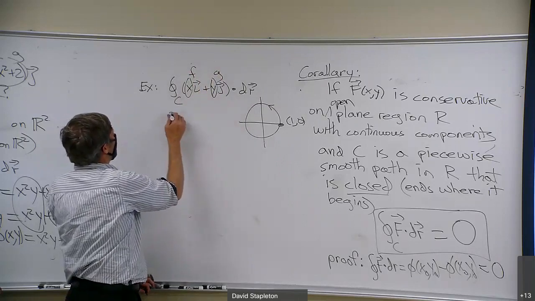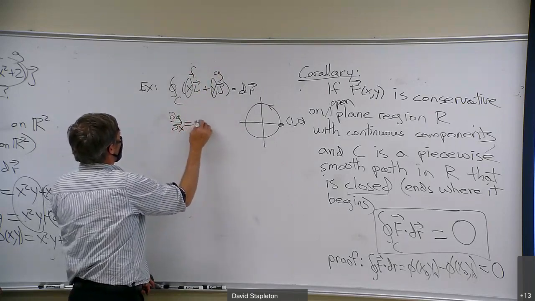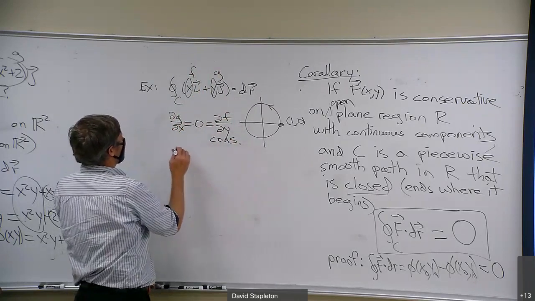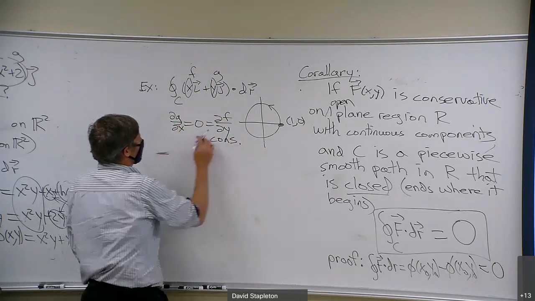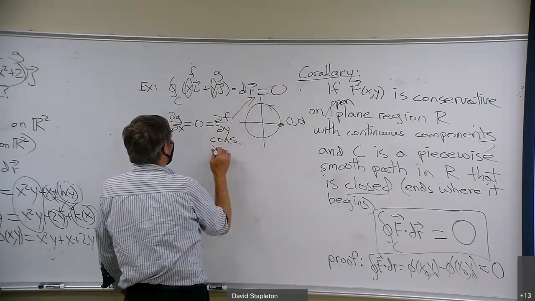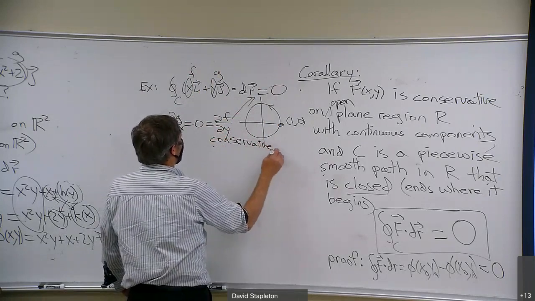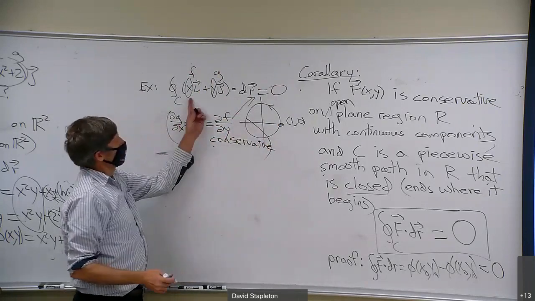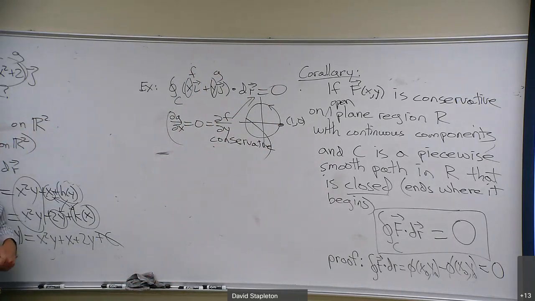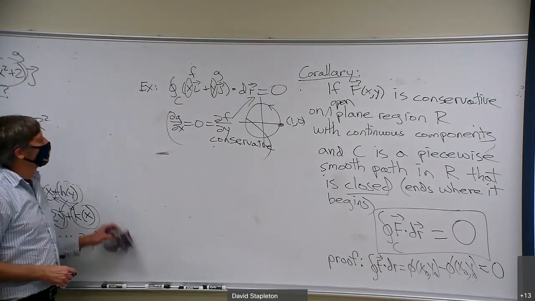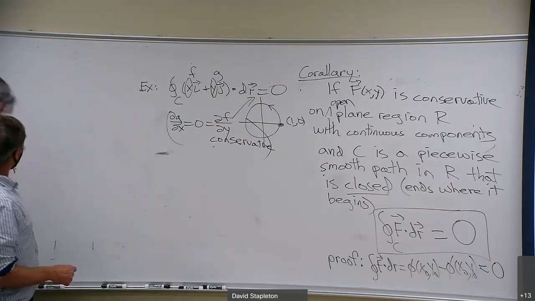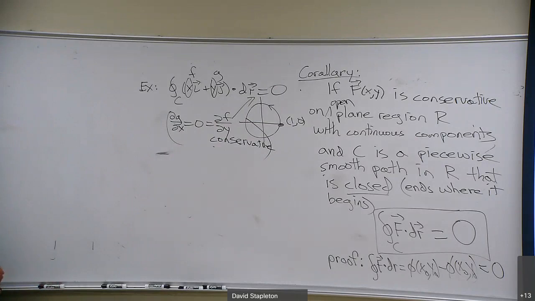You notice that the partial of g with respect to x equals 0, which is the partial of f with respect to y. So it's conservative. By our corollary, this thing must be equal to 0. Since we integrated a conservative form around our closed path, the integral is just 0. We don't have to do any work. So those are the nice corollaries for conservative fields with continuous components.